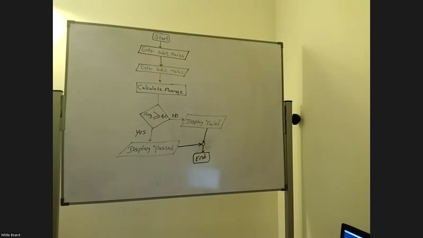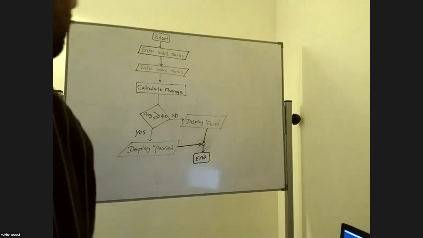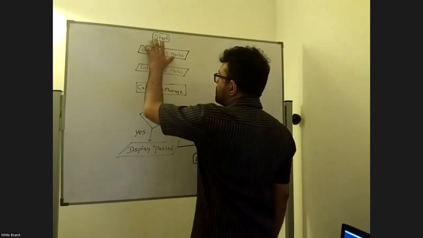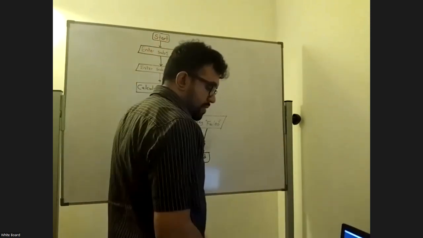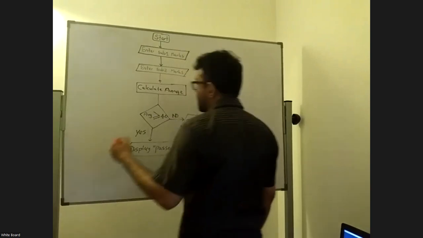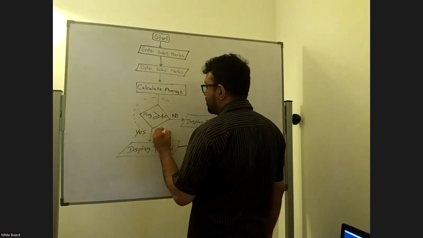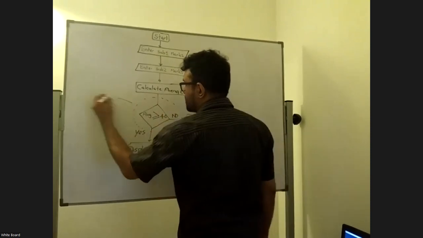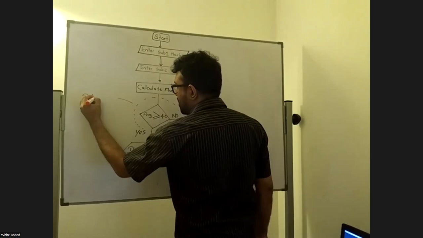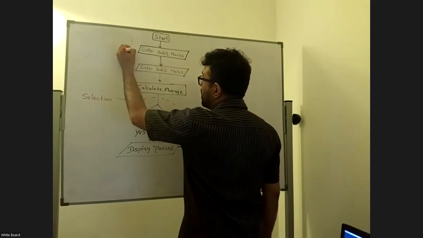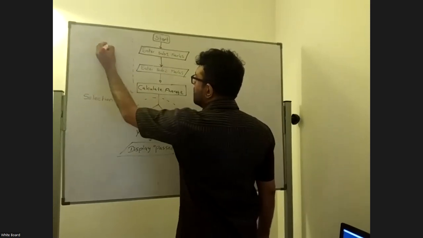Sir, done. Next, right? Now, so this is where the sequence, the selection here. So selection happens here in this place. So you have to mark it as selection, and this is actually sequence.